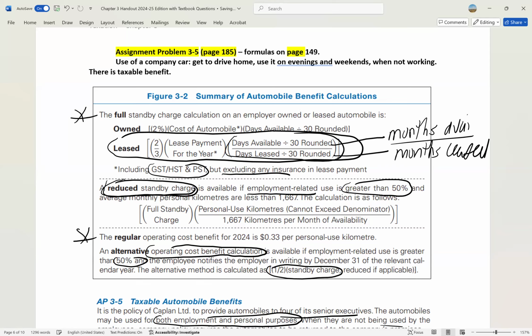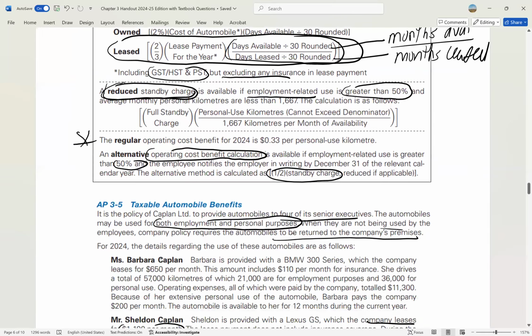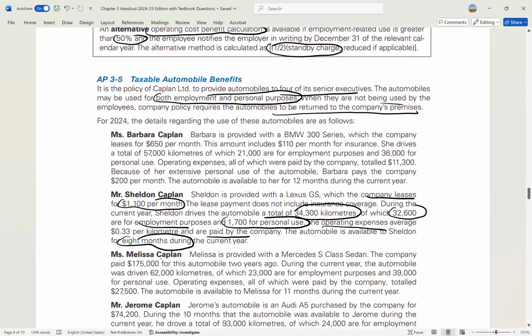So if you think about what if the car was available for 365 days? If you take 365 divided by 30, you're going to get 12.17, but it says round it. So you round it to the nearest whole number. So basically it's just trying to get how many months was it available divided by how many months was it leased. So that's what those two numbers are. In this question, we're given the exact amount of months available, so we don't have to worry about it.